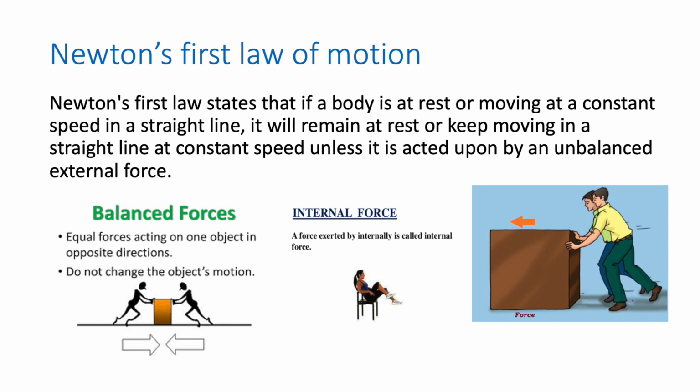Here is a block and two people pushing that block. If they apply the same force in opposite directions, then there will be no net movement. And you can see an internal force: a person sitting on a chair, without touching any part, cannot move that chair because the force is internal.